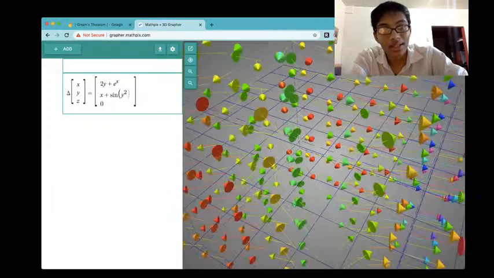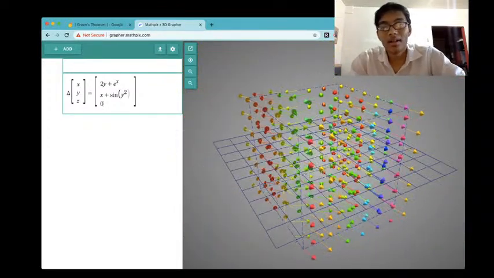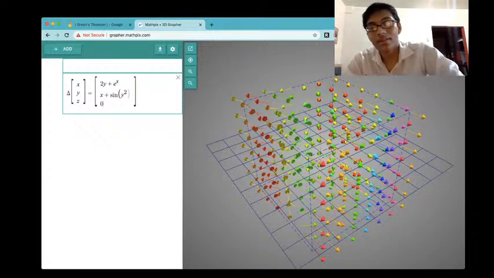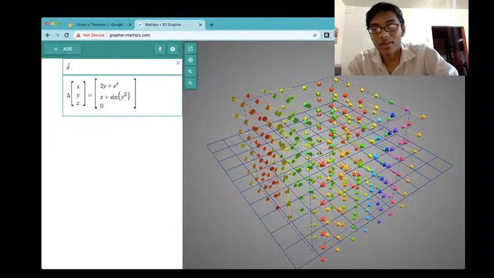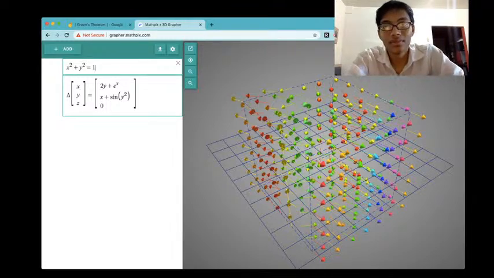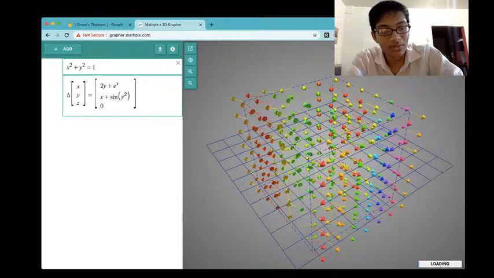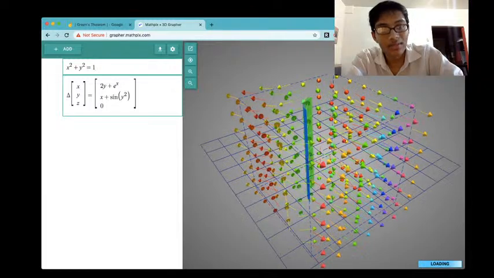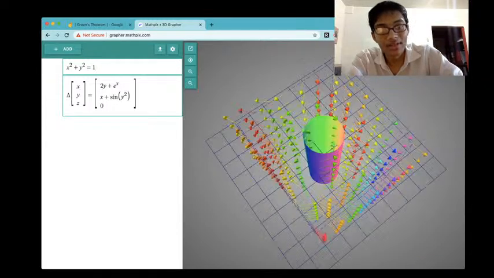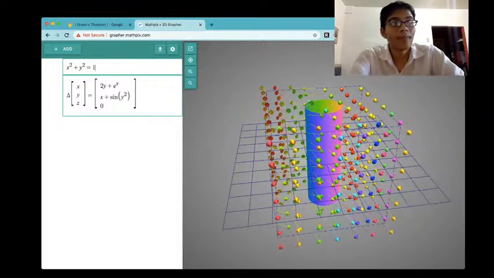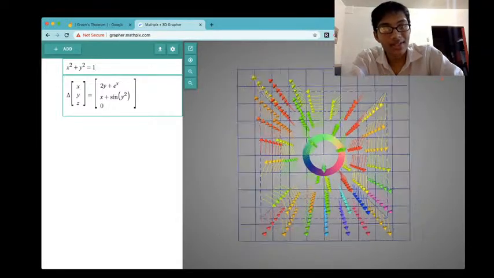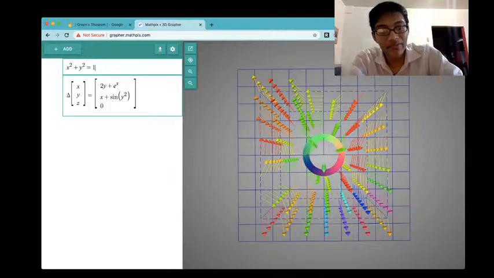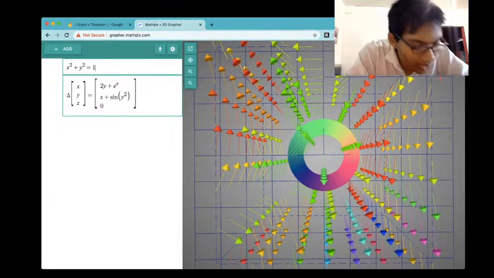To find the work that this vector field does on a particle that traces out the following path. What is our path of interest? x squared plus y squared equals 1. Just the good old circle. So let's see if that actually loads right here. It says loading, but I don't know. Wow, that's amazing right there. So basically we have to find the work done on a particle that traces out this circular path by our vector field. What is that?